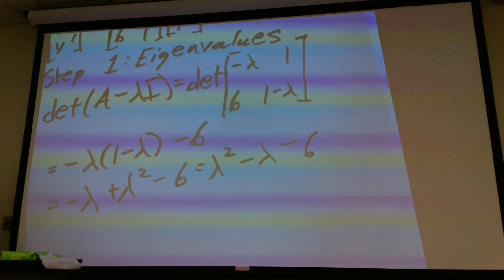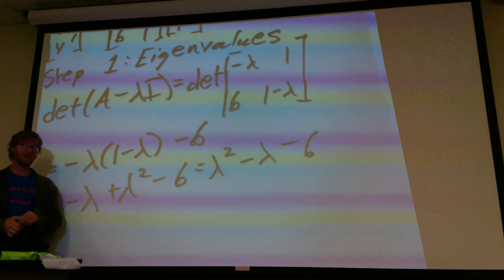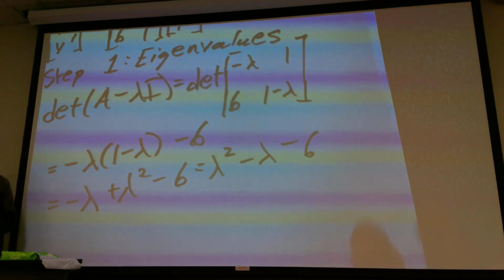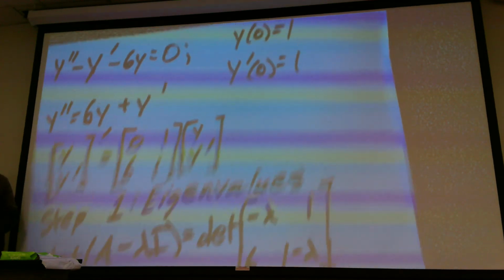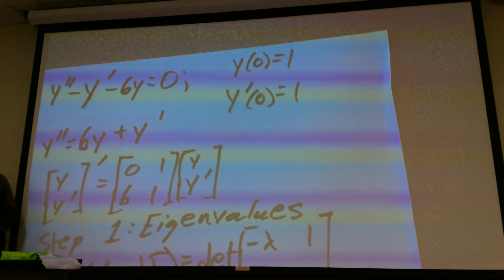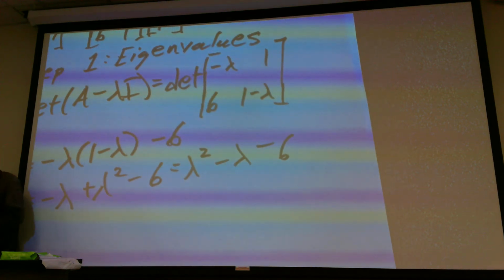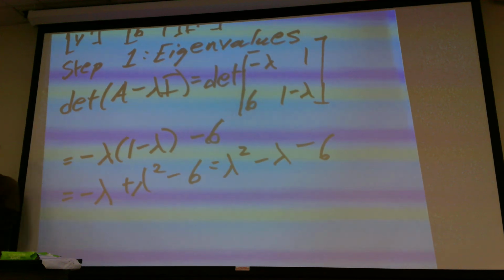And if you look at this thing, that lambda squared minus lambda minus 6, that is the auxiliary equation. I mean, look at it. Lambda squared minus lambda minus 6. And our equation is y'' minus y' minus 6y. Okay? So looking for the eigenvalues is the same thing as looking for the roots of the auxiliary equation.